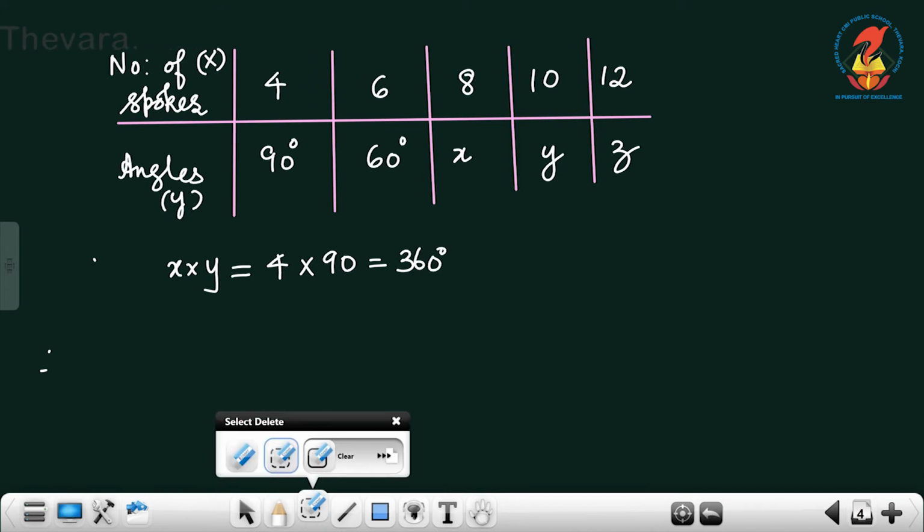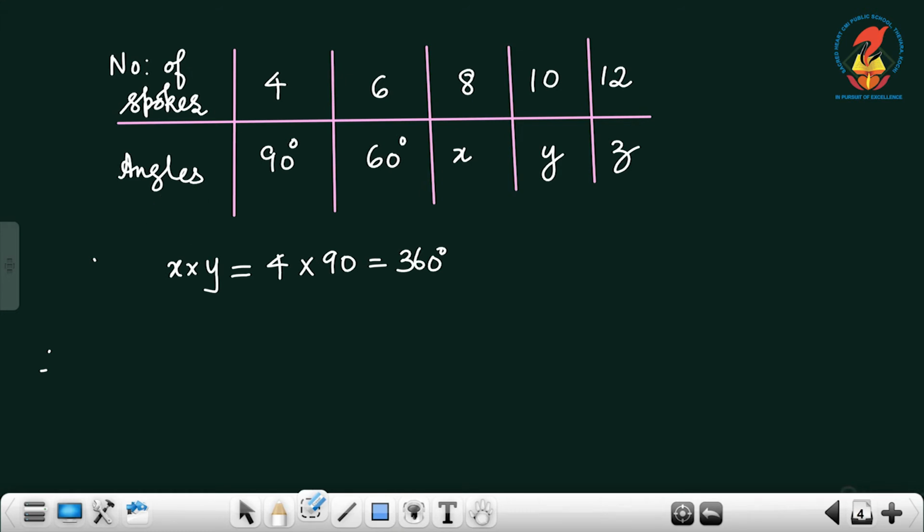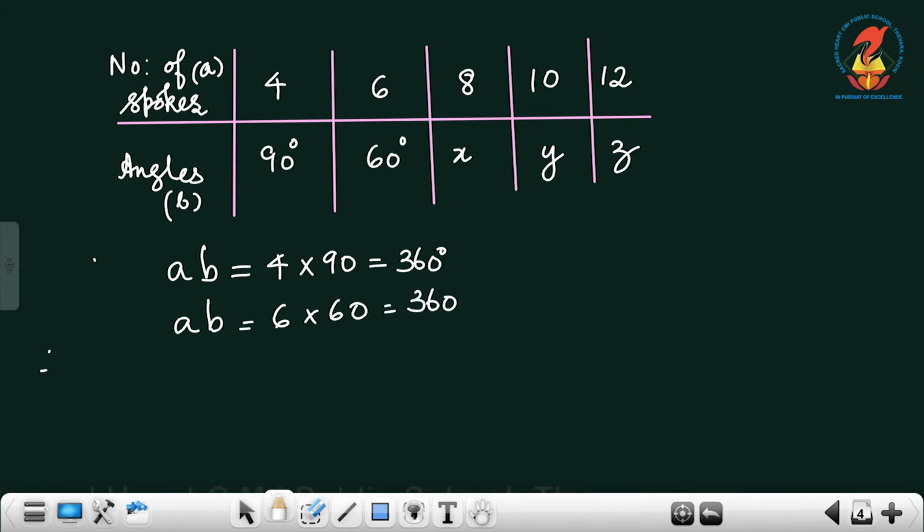Now children, here I have taken X, Y, Z, here also X, Y, Z. So to avoid confusion, I will write here A and I will write this as B. Then the second table, number of spokes into angle, 6 into 60, 360. Third table, 8 into X, I should get 360. So what will be the value of X? 360 by 8. Find out what is 360 by 8, children. 360 by 8 will be 45 degrees.